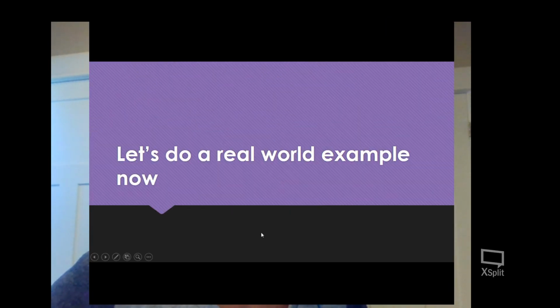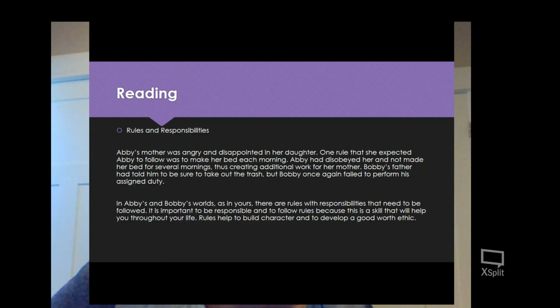Now, I'm going to show you another one. So we're going to kind of do not necessarily what I would call a real world example, but this is actually from a reading excerpt and a prompt. So here is the reading, and it's Rules and Responsibilities.